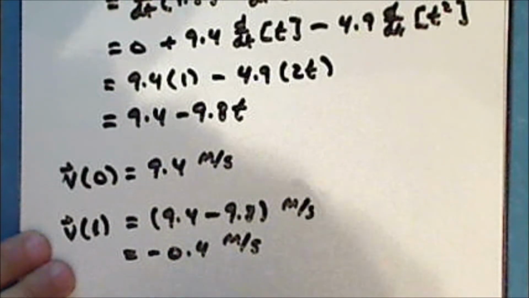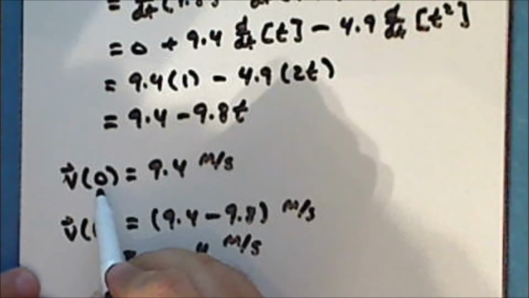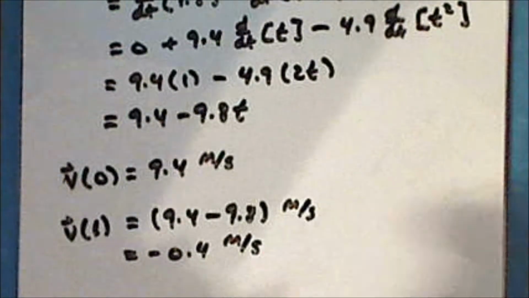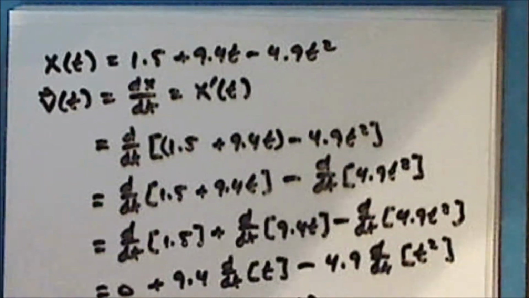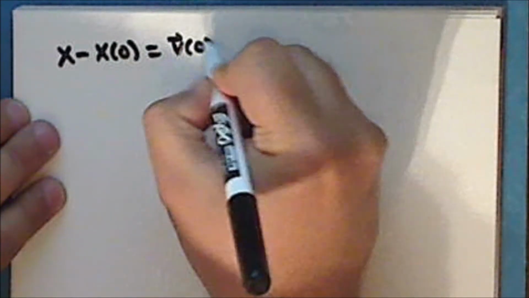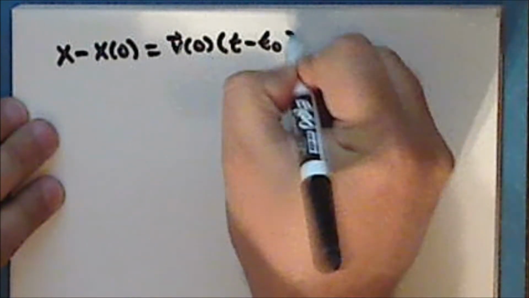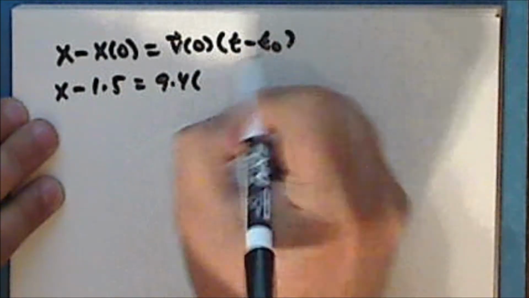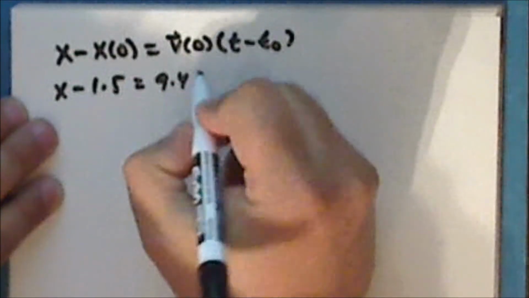Now recall that the velocity at a given time is the slope of the line that is tangent to the position function at that time. And so we can find the equation for the line that is tangent to the position function at those given times. So for the time t equals 0, using the slope-intercept form of the line, we have x minus x of 0 is the slope, which is the velocity at the time t equals 0, times t minus t sub naught. So we have x minus 1.5 is 9.4 times t minus 0, or simply t.